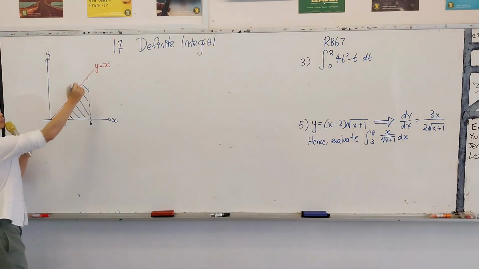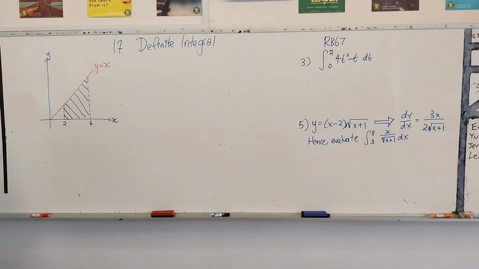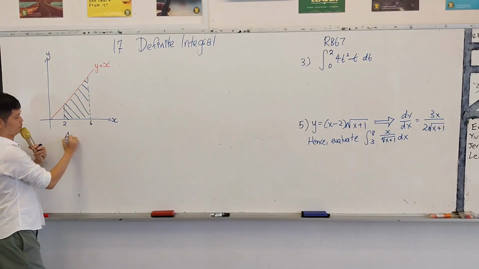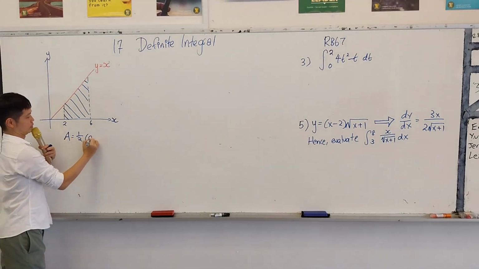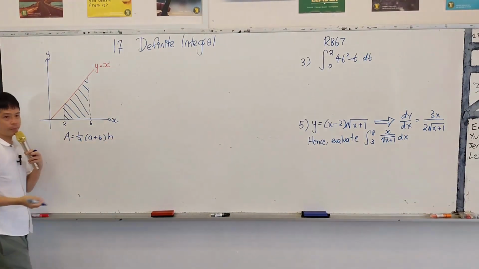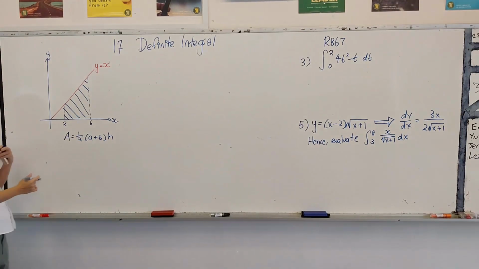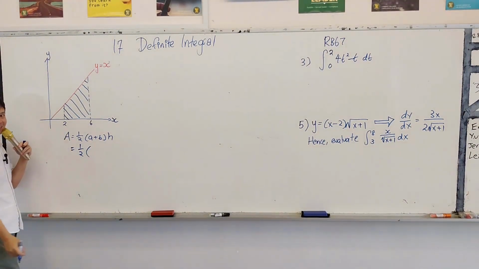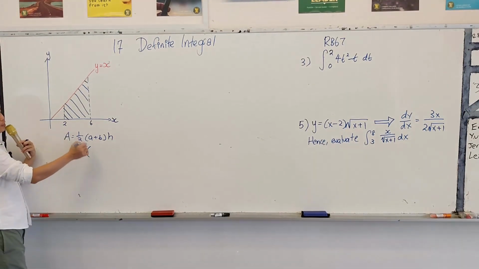What shape is this? Trapezium. So how do you find the area of this trapezium? Half the sum of the parallel sides times the height between them. Right. So what is the value of a? What's the value of a? Okay, the value of a is 2.